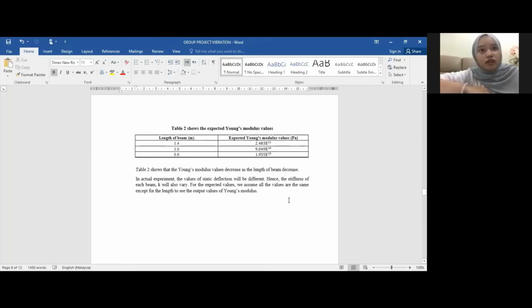So in the box, as the length of the beam is decreased, the expected Young modulus value is also decreased. But naturally, in a real experiment, we will get a different stiffness for each beam and a different value of static deflection. So I think I will pass it over to Dayana.